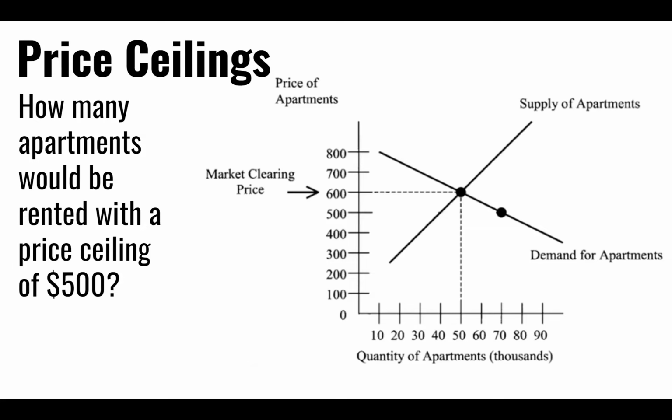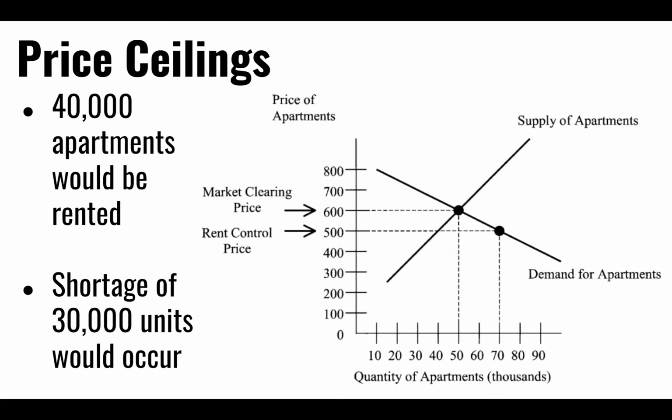So in this example, if the price the market wants to set is $600 for apartments, and there would be 50,000 apartments sold, we say, no, that price is too high for philosophical reasons. So why don't we set a limit at $500? Then when we do that, we create a shortage of apartments. At a price of $500, we will see that the quantity supplied is 40,000 apartments, but the quantity demanded is 70,000. So we have a shortage of 30,000 units.